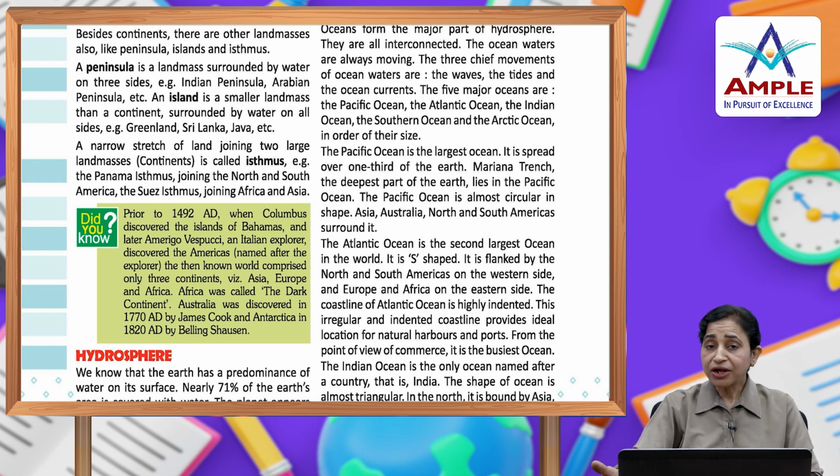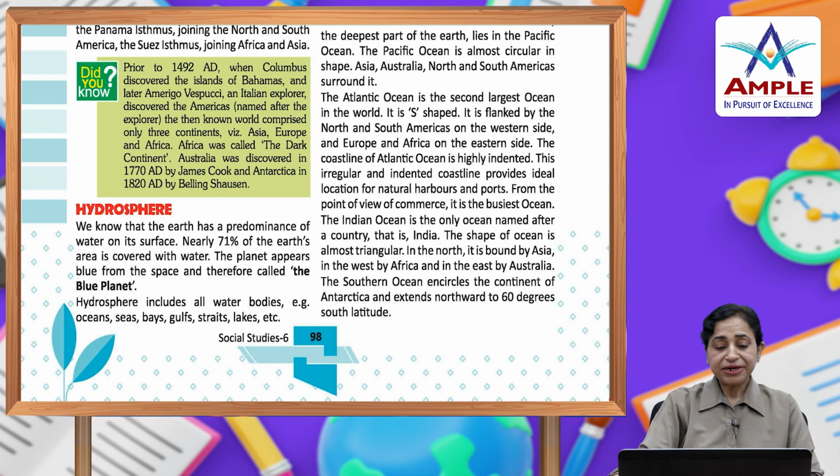Africa was called the Dark Continent. Australia was discovered in 1770 AD by James Cook and Antarctica in 1820 AD by Bellingshausen. And hydrosphere, now let's read about this.